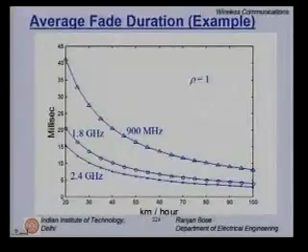Just look at the two bands, the 900 megahertz band and the 1800 megahertz band. Here, let us consider the rho is equal to 1 scenario. So, the threshold R is equal to the RMS value. This one we have seen before, 900 megahertz for rho is equal to 1. So, at 20 kilometers per hour, you get average durations of fade up to 40 milliseconds, and if you go up to 100 kilometers per hour, you are down to only 10 milliseconds.